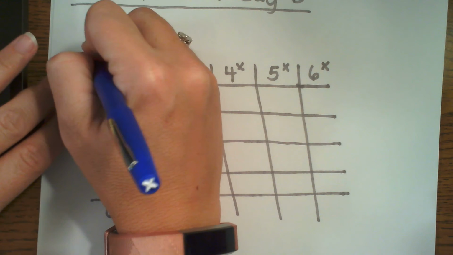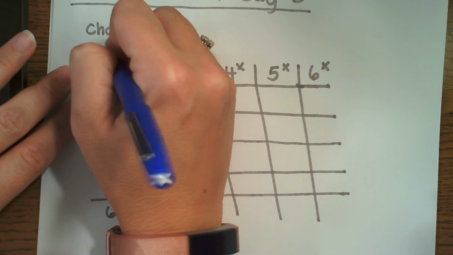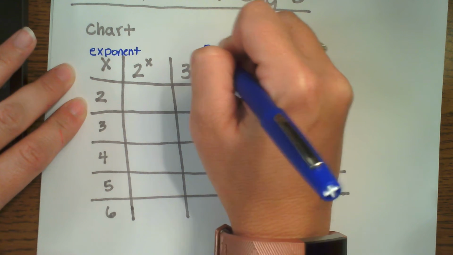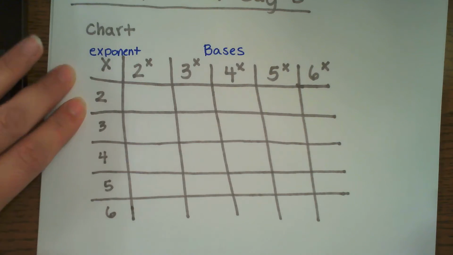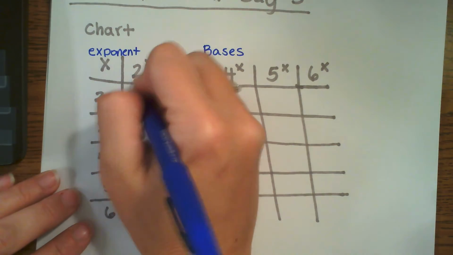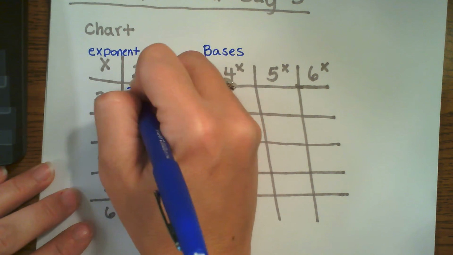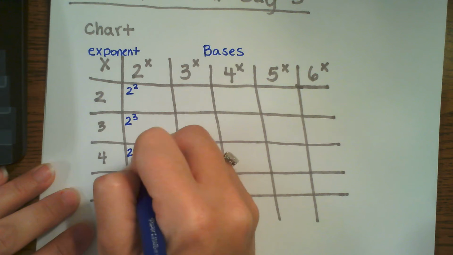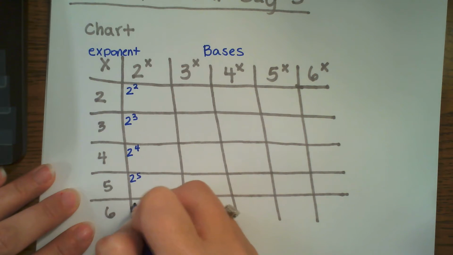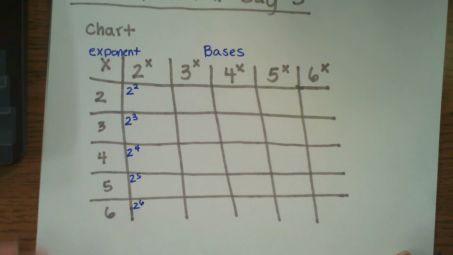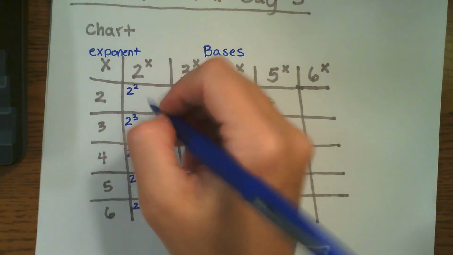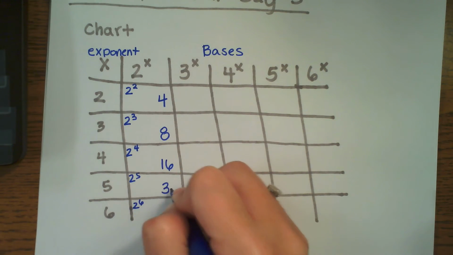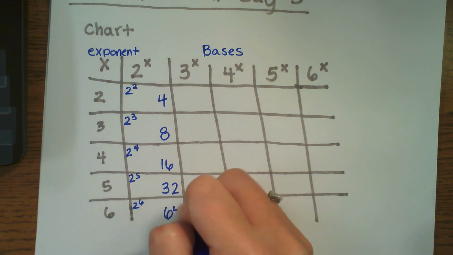All right, so in this chart, these numbers are the exponents. These numbers are the bases. So what it says is 2 to the second power, 2 to the third, 2 to the fourth, 2 to the fifth, 2 to the sixth. I won't write that in the rest of them, but I'm just letting you know how it works. So that would be 4, 8, 16, 32, 64.